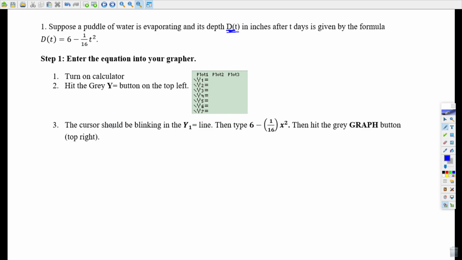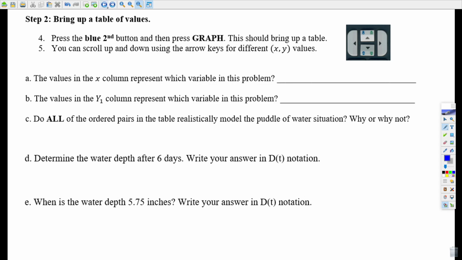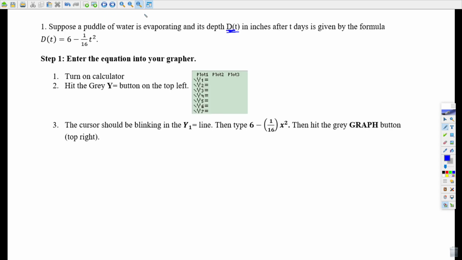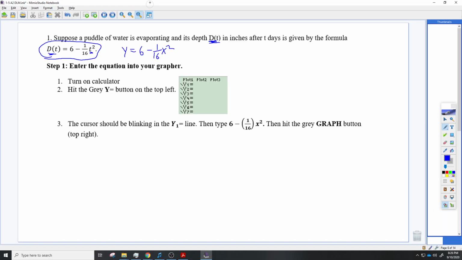So we're not going to use this stuff, but I'm going to show you how to put it into Desmos. And so this kind of just takes you through the steps on how to put it on here. So I'm going to show you how to graph this. When we put this in either a graphing calculator or Desmos, which is the calculator online, we have to change this. On the calculator, we're going to do y, because d of t is y, because you have to use y and x's on the calculators. And then the other thing we're going to change is we're not going to use t, we'll use x. So it's 6 minus 1/16 x squared. And I'll show you how to do that on the calculator.